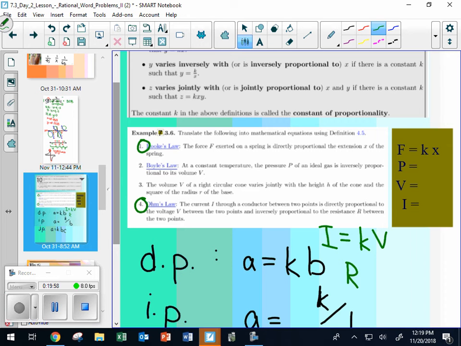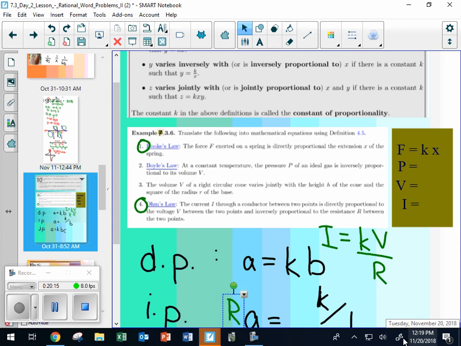It's inversely proportional. Is it going to be multiplied by V or dividing V? I will indeed be dividing it. So we're just going to put R down here. Don't need this anymore. Okay.